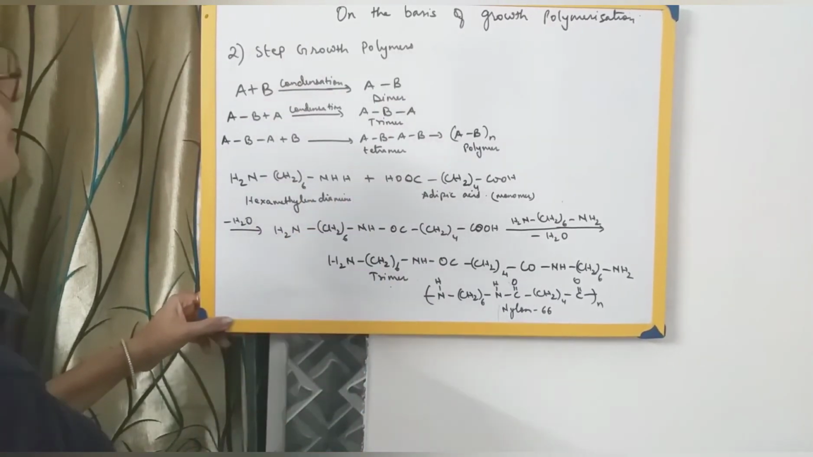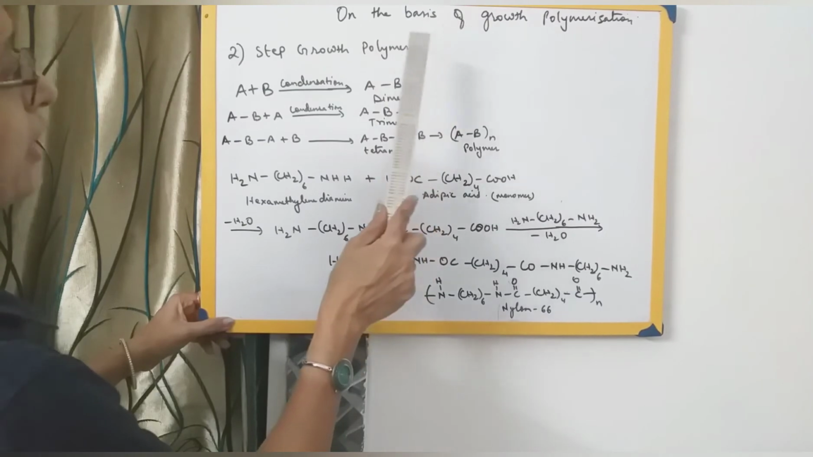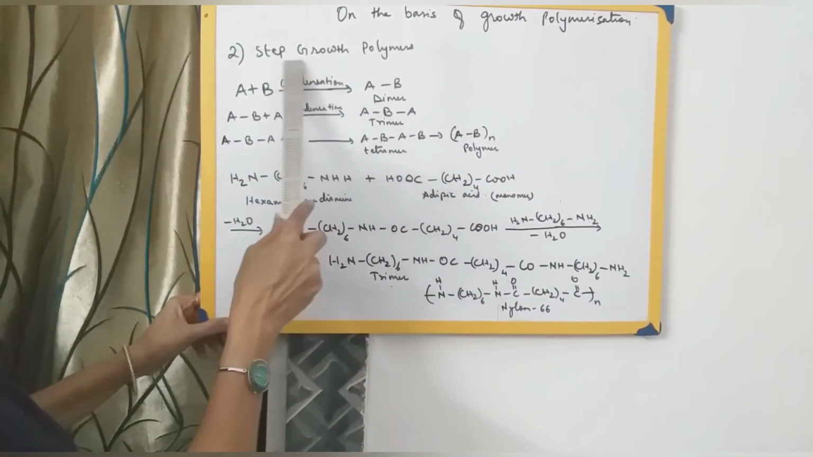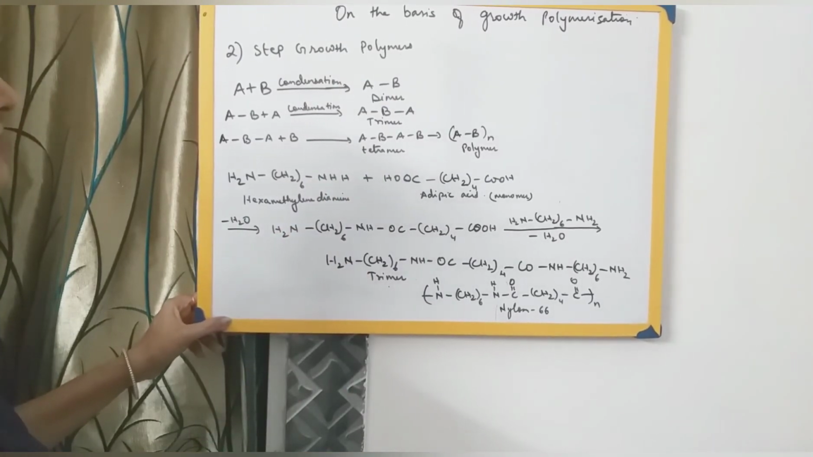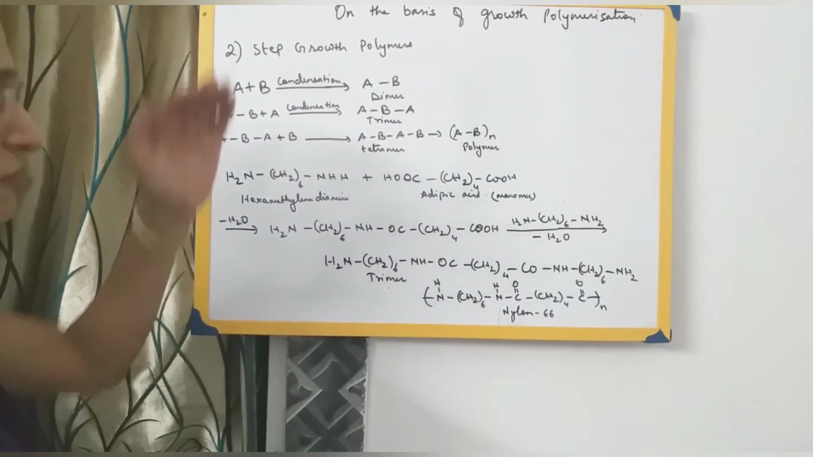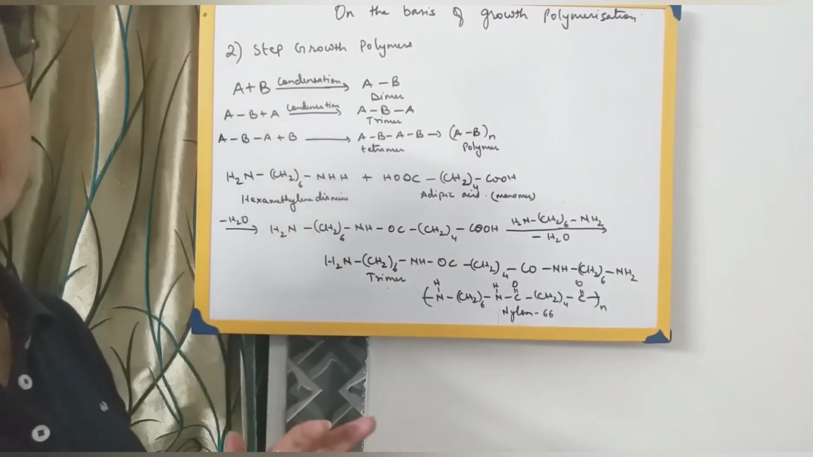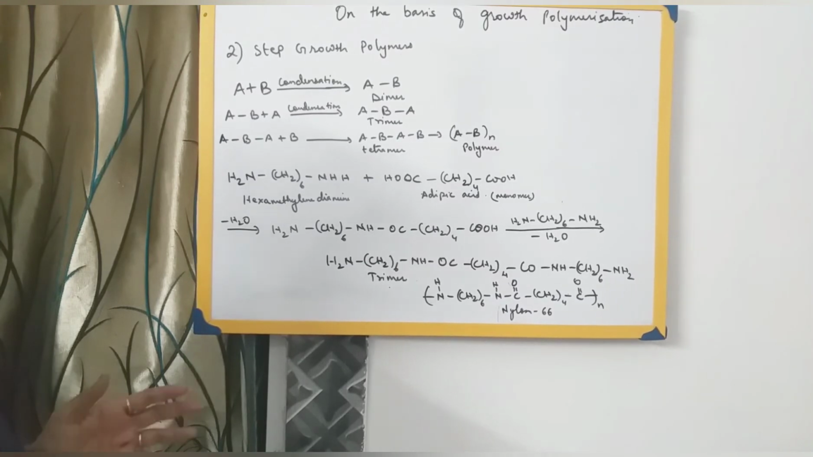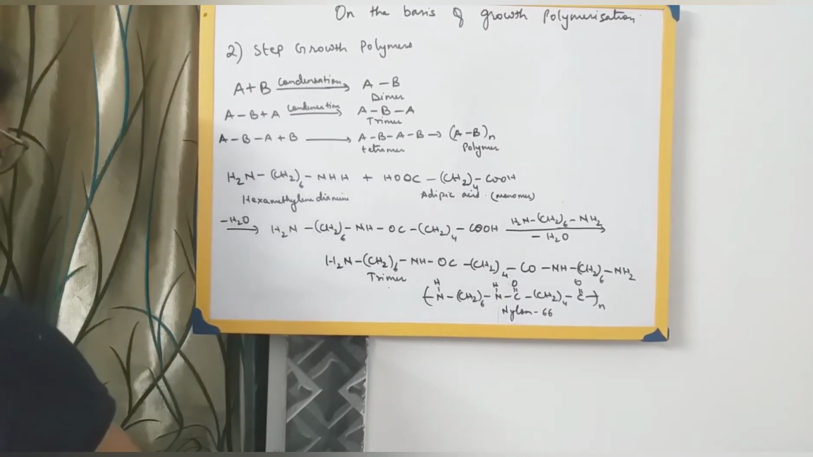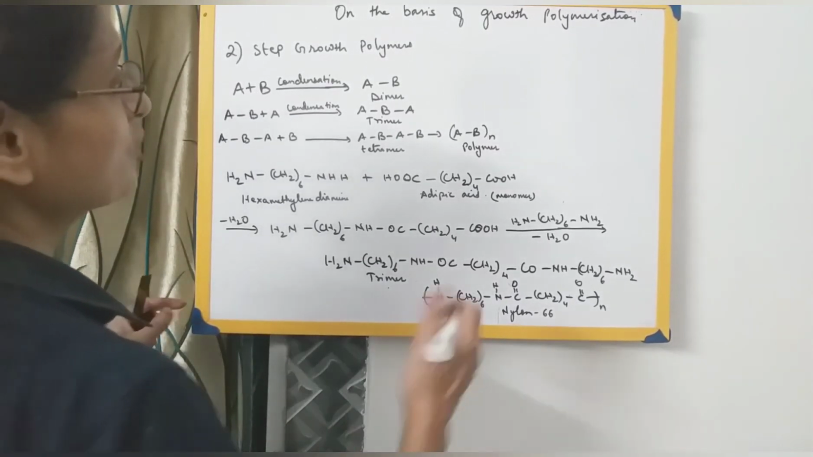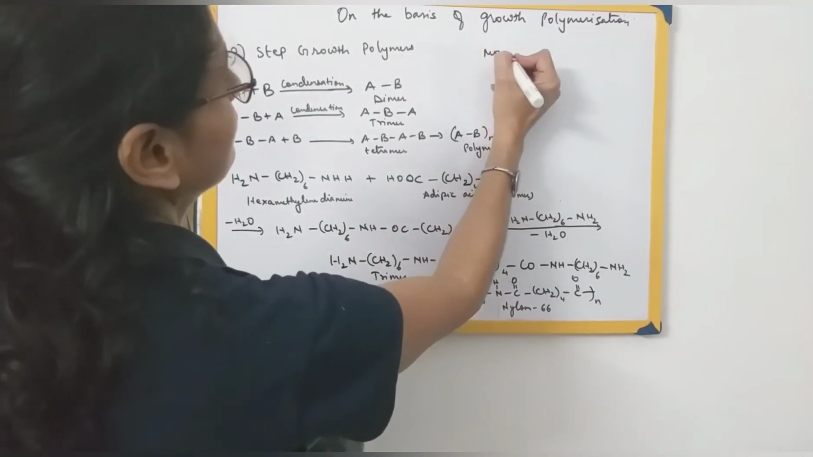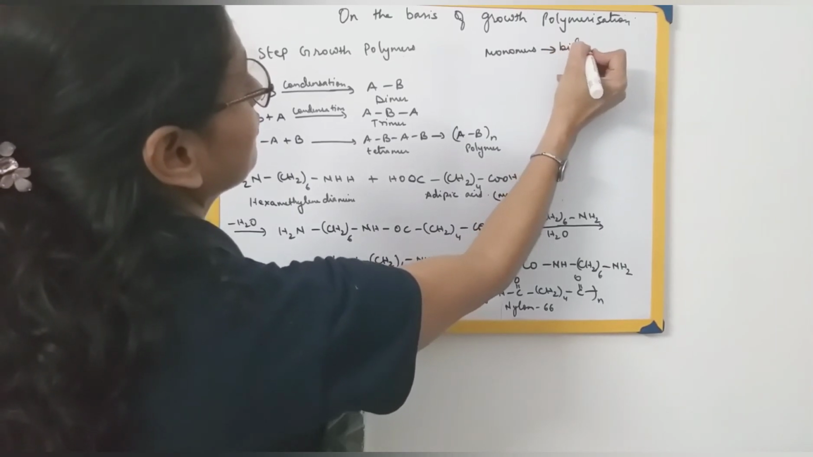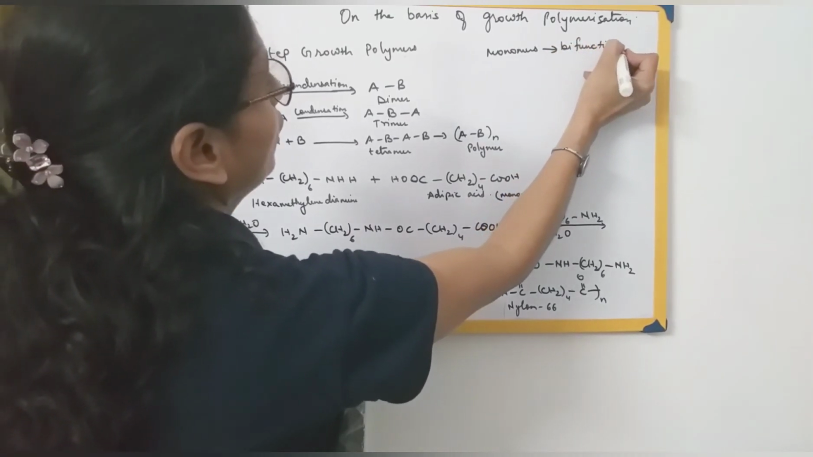step growth polymers. The next type of polymer on the basis of growth is step growth polymers. So what do step growth polymers mean? In a stepwise manner, in several steps, the growth of the monomer unit takes place, leading to the formation of a long chain. Now the monomers involved here may be bifunctional or polyfunctional.